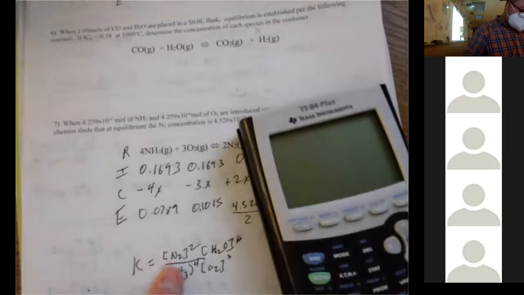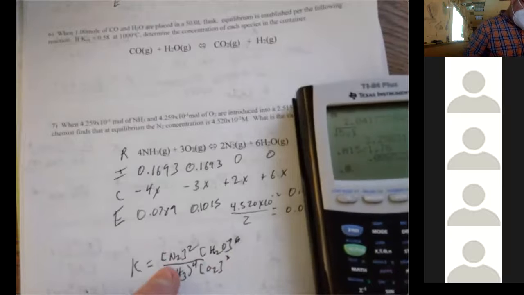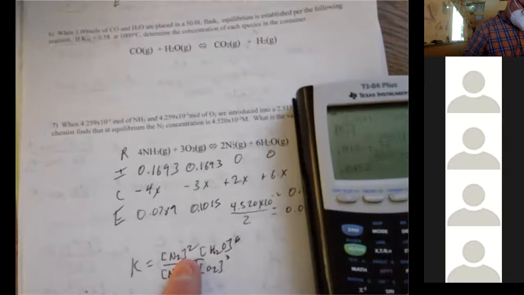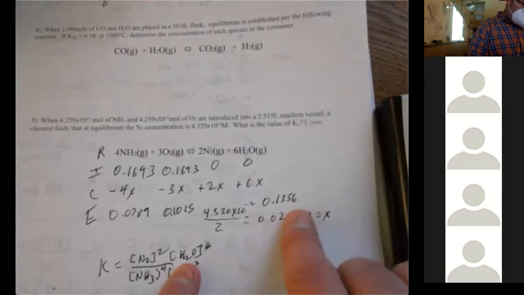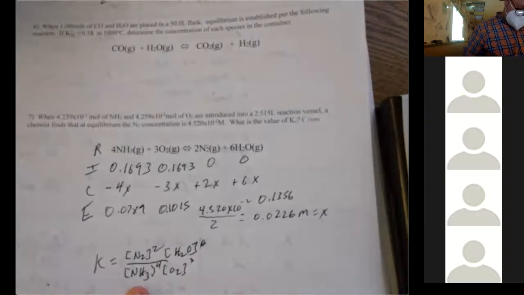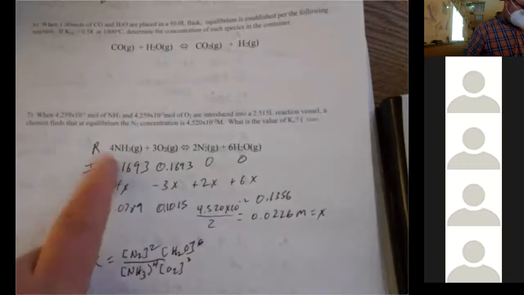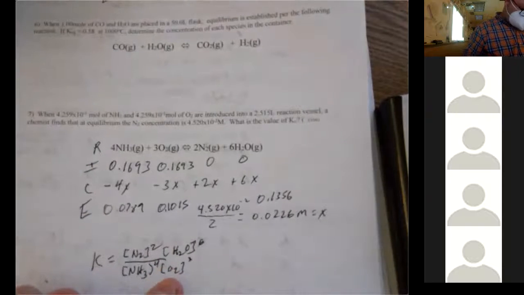So I'm going to plug these in. So the nitrogen goes first. I'll just do scientific notation. Actually, 0.0452. We're going to square that. We're going to multiply that by 0.1356 to the 6th. Then we're going to divide that by 0.0789 to the 4th. Then we're going to divide it by 0.1015 to the 3rd.